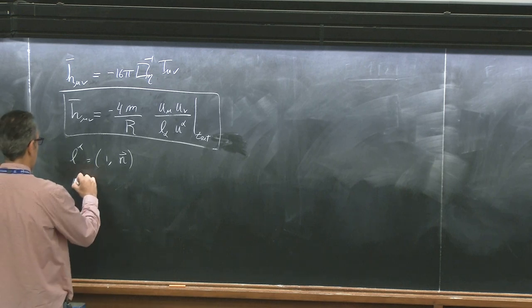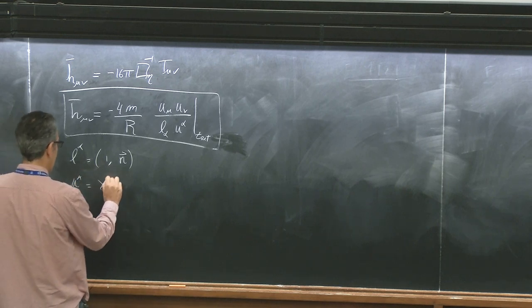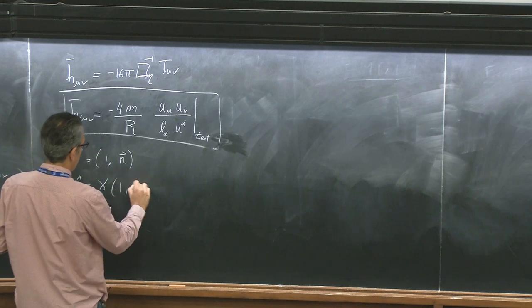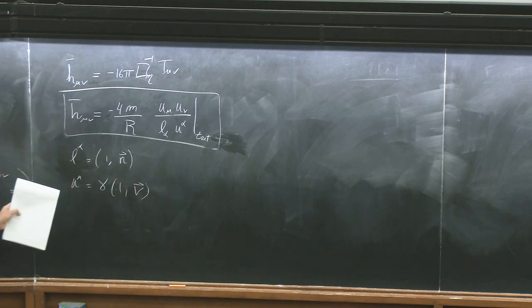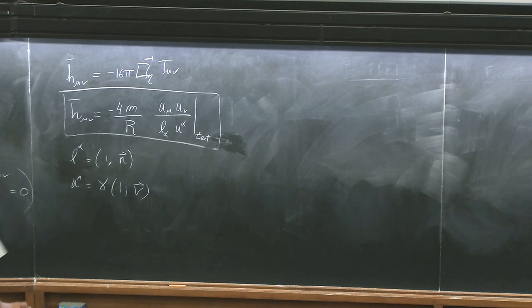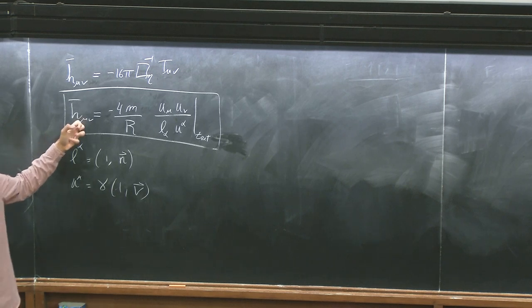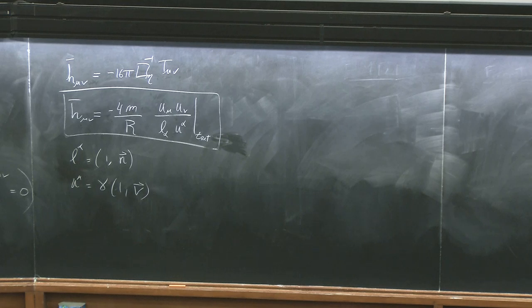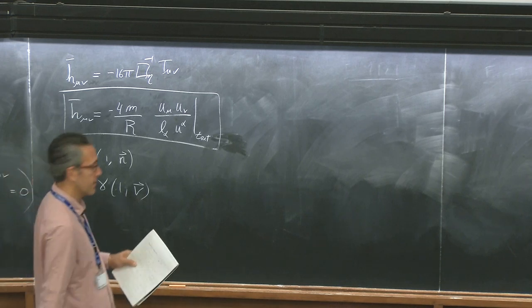And u mu here is a 4 velocity, which you write as gamma, some Lorentz factor, times 1, comma, 3 velocity. And presumably you have this because you've used your geodesic equation to solve for the velocity of the test particle. So what is this solution? What do we call that solution in physics? No? No one? Yeah, it's the Liénard-Wiechert solution for radiation.